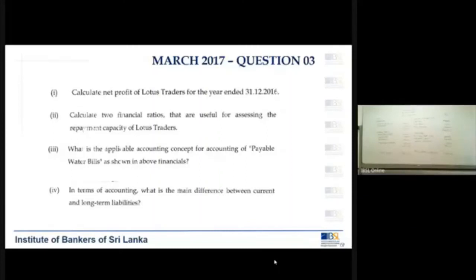Okay. So with that, we wind up the session for today, which is on sole proprietorship. So when we meet next time, we will start with a new topic after completing this part 1 and part 3 of this particular question.